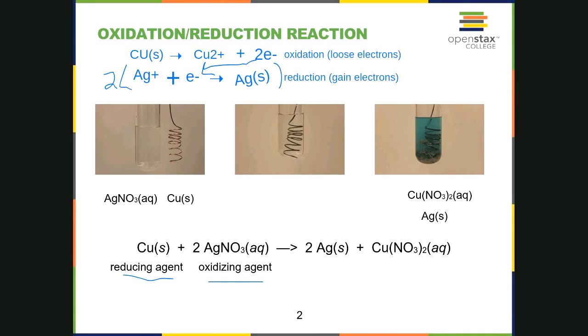Likewise, you cannot have something gaining electrons unless there is a place for them to come from. So for the Ag+ to be reduced, it has to get electrons from the copper. So that makes the copper the reducing agent. So what you need to be able to do when you have one of these oxidation reduction reactions, or redox reactions, is be able to see what is the oxidation, what is the reduction, what is the reducing agent, and what is the oxidizing agent.